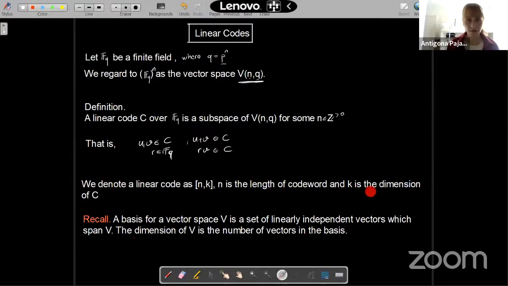What do I mean by the dimension of C? We recall from linear algebra that a basis for a vector space V is a set of linearly independent vectors which span V. And then the dimension of that vector space V is the number of vectors in the basis. The same idea here: the vectors are the code words. So those linearly independent code words, which also generate our code and the vector space, form the basis for that vector space. And the number of the code words in that set is the dimension of C.